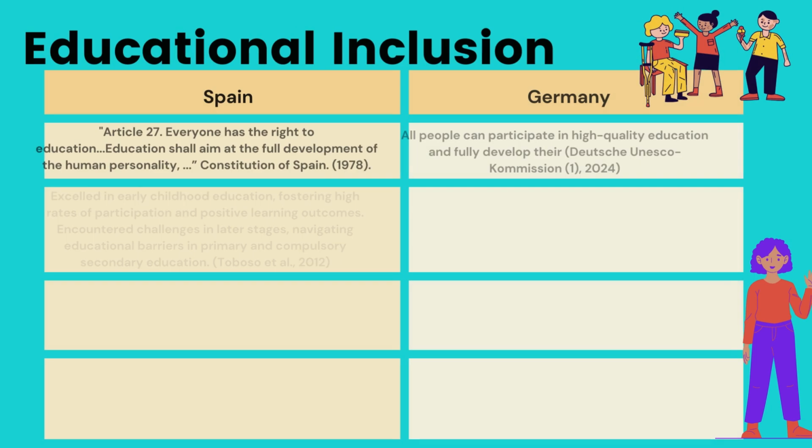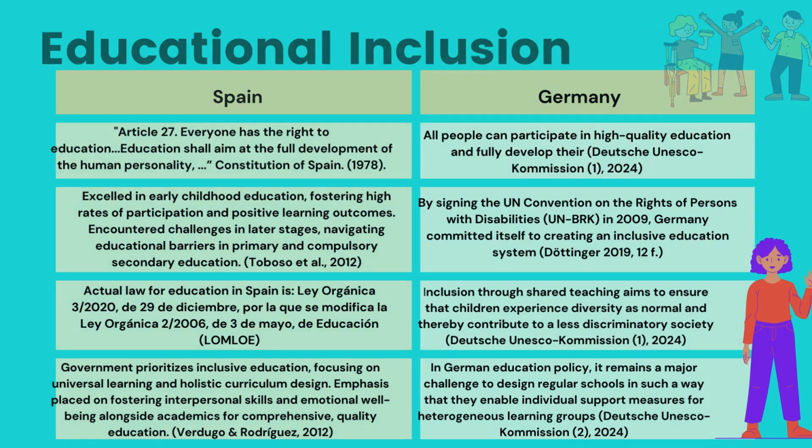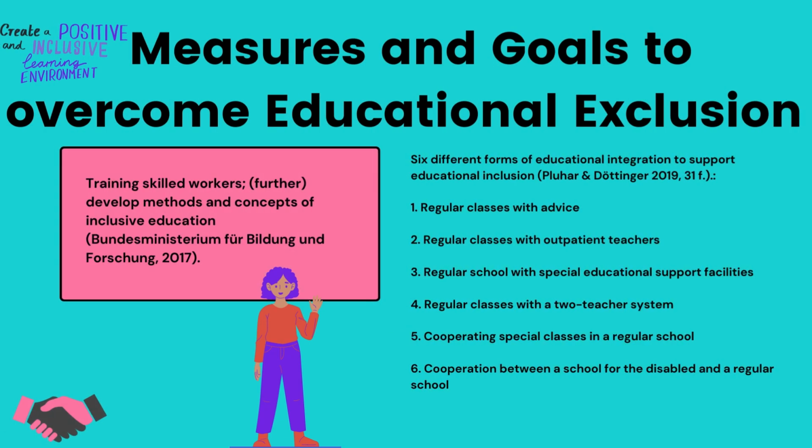Educational inclusion in Spain: as Article 27 states, everyone has the right to education. Spain delivers excellent education in early childhood. However, in later stages, challenges arise in overcoming educational barriers. Meanwhile, in Germany, inclusion through joint teaching is intended to ensure that children experience diversity as normal and as a less discriminatory society. However, there's a major challenge in adapting regular schools to provide personalized support for diverse learning groups.